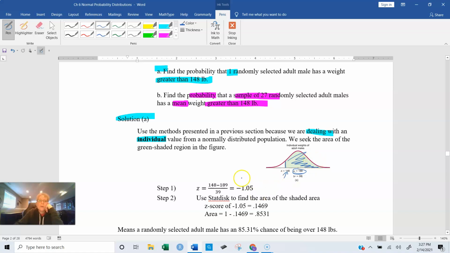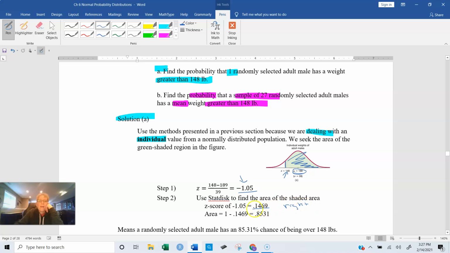So your first step is we have to find our z-score. So it's 148 minus 189, over 39. We get a negative 1.05. Plug that into StatDisk, and you're going to get 0.1469. Remember, you're looking at the right side.